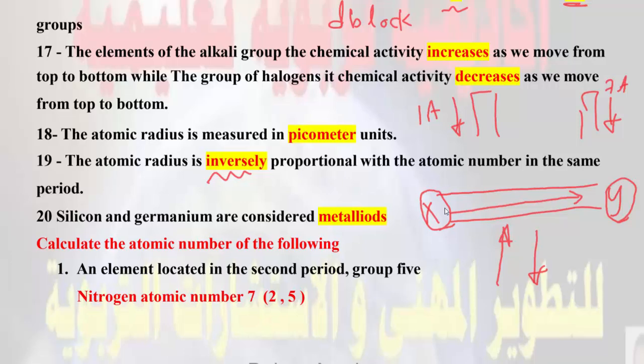Calculate the atomic number of the following. An element located in the second period, group 5. So it's nitrogen, atomic number 7, configuration 2, 5. Here K and L end with 5, so it's 2, 5. So the atomic number is 7.